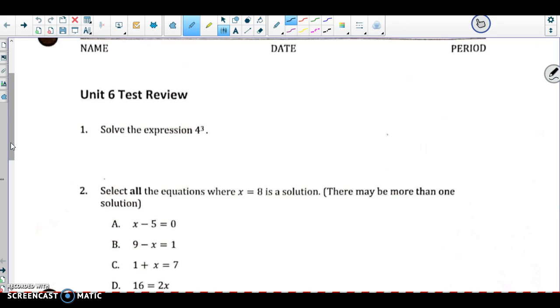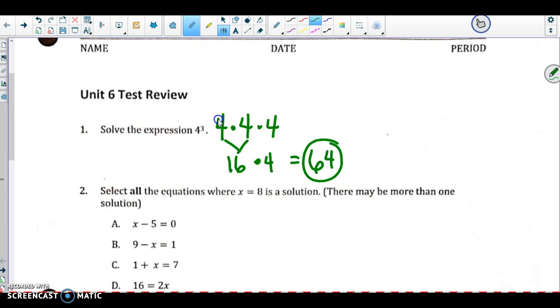Solve the expression of 4 cubed, or 4 to the third power. Keep in mind that means we're taking 4 times 4 times... Gotta back it up. Only 3 4s, so we're taking 4 times 4 times 4. 4 times 4 is 16, and if we take 16 times 4, we end up with 64. 4 to the third power, or 4 cubed, would be 64.